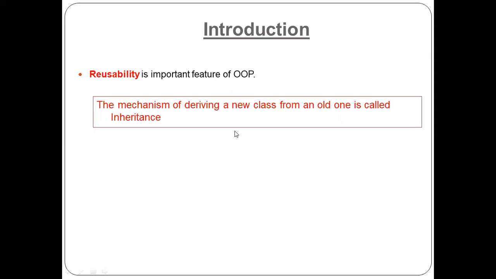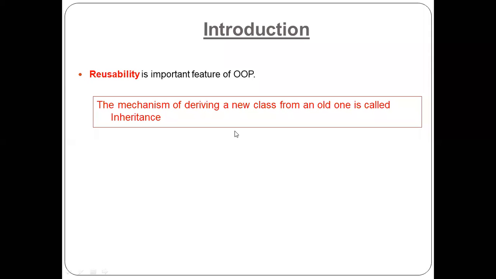So, as a definition, the mechanism of deriving a new class from an old one is called inheritance. That means you have an existing class, and from that existing class you derive some features in the new class.